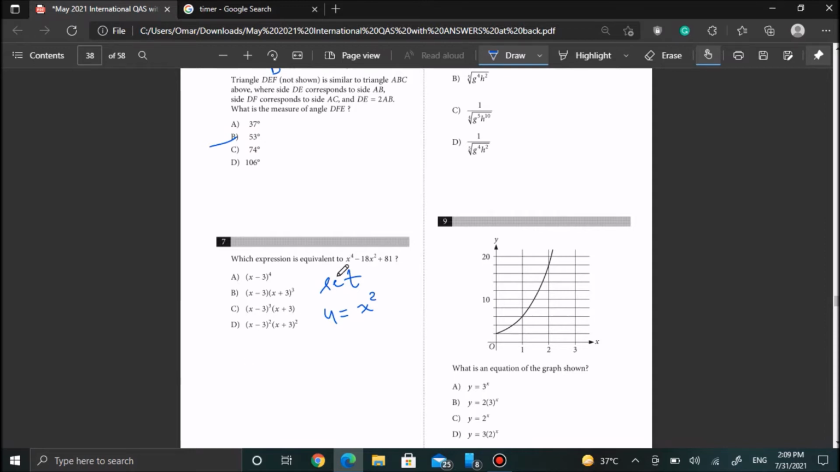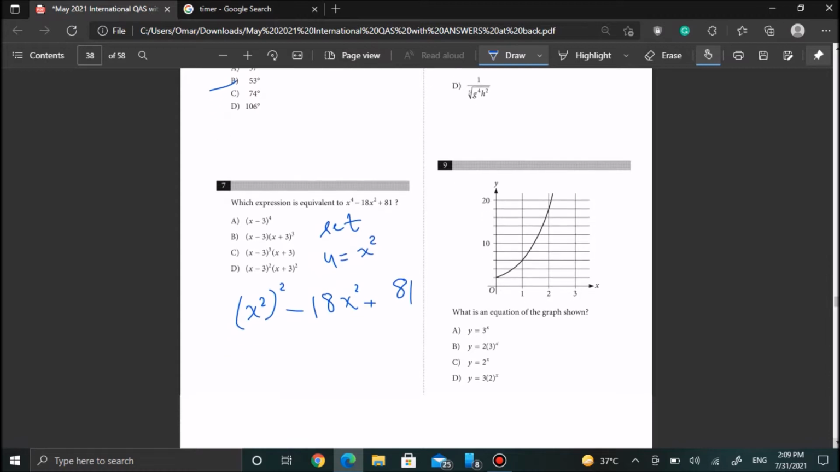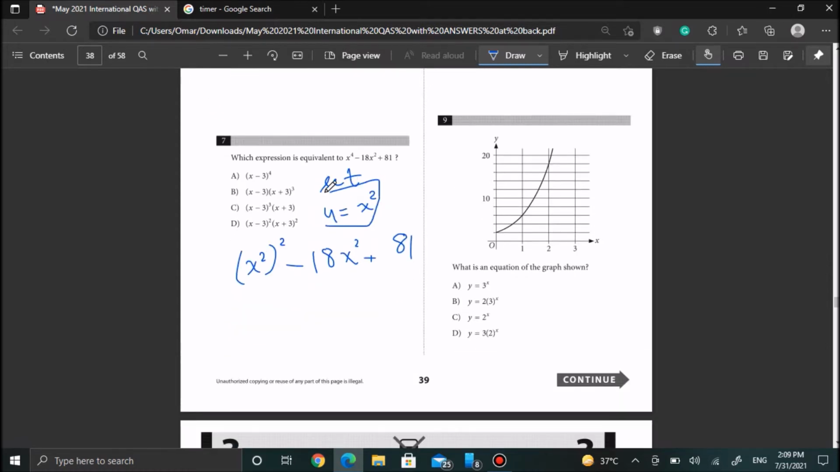Now look at this x power 4 term. It can be written as x squared squared, minus 18 x squared plus 81. Good. All good. What do we do next is we apply this statement that we wrote here. Instead of x squared, we just say u. So this becomes a quadratic equation: u squared minus 18u plus 81. You see how easy it became now?